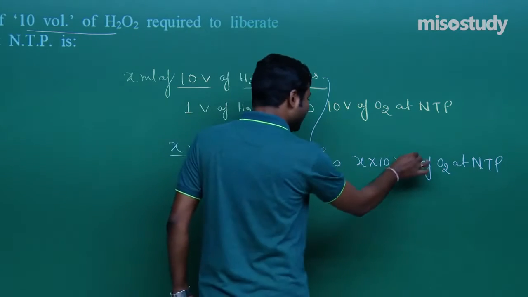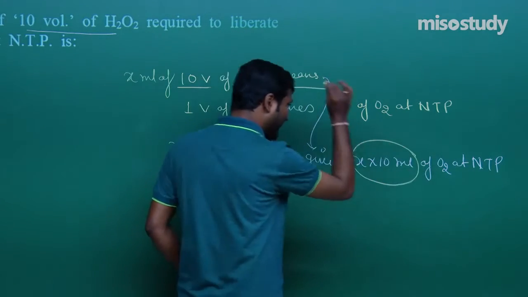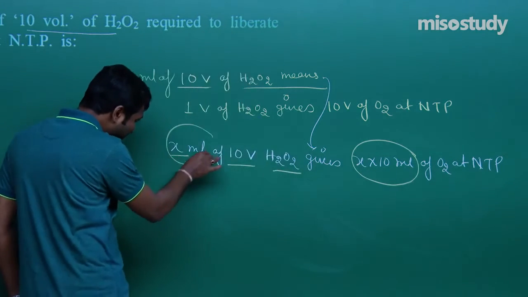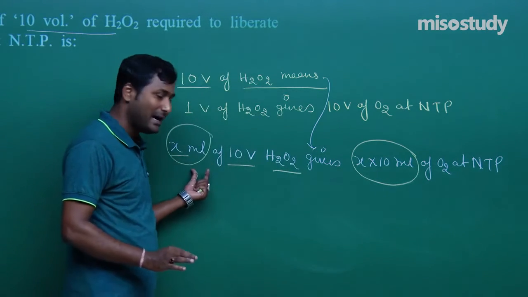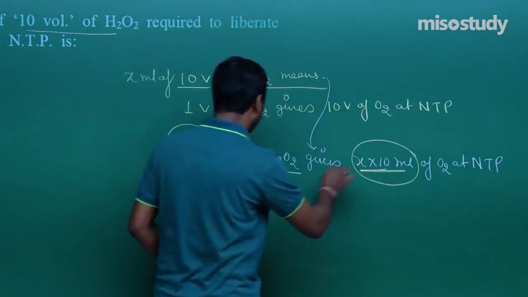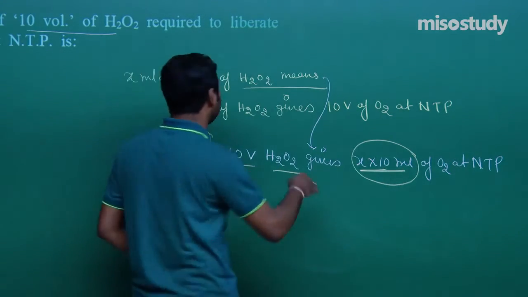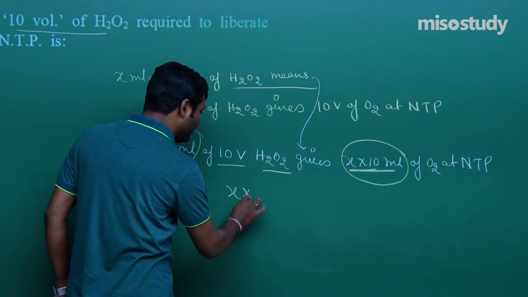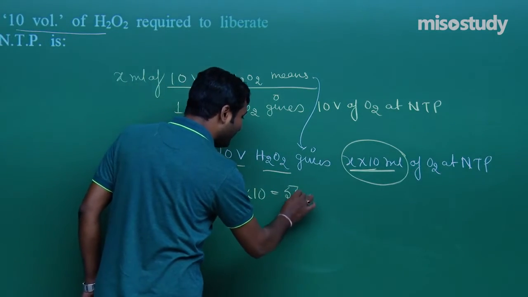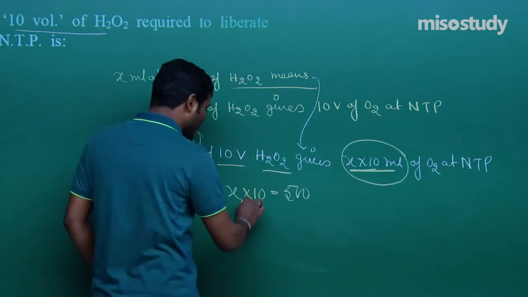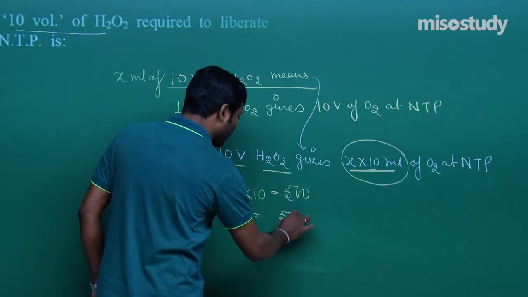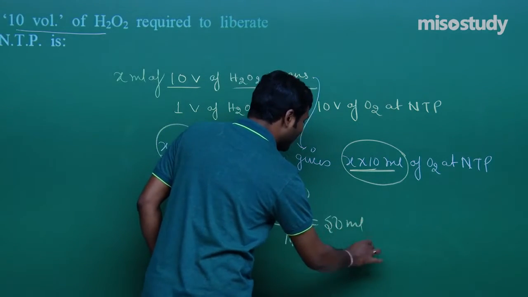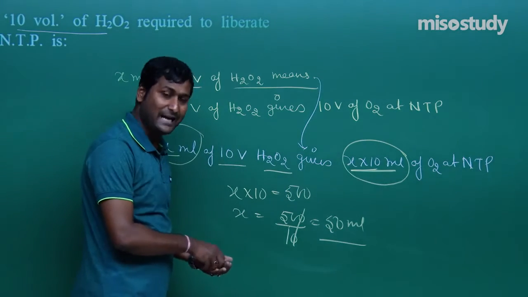Now, this is the question, X into 10 ml of O2. Now the question asks, what is X? Given here, if X ml of 10 volume gives you 500 ml, that is X into 10 is equal to 500. Clear to you? Now X is equal to 500 upon 10, that is 50 ml. The answer is 50 ml. Am I right or wrong?